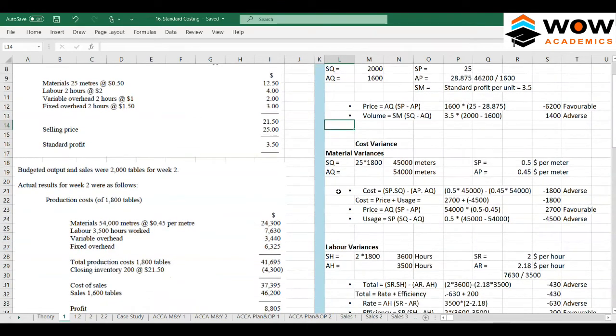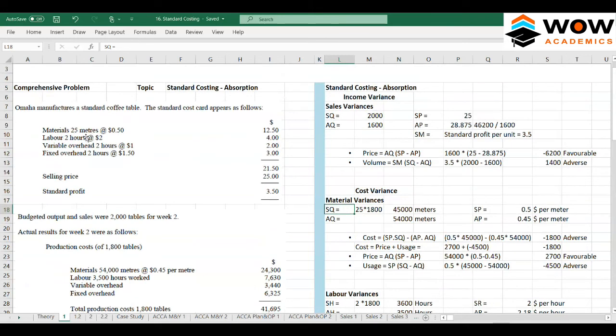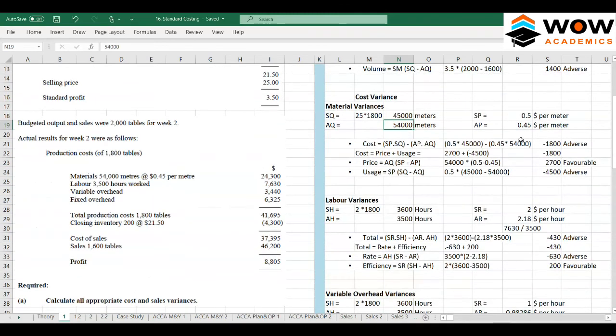In material variance, the tricky part is the SQ. How do we find it out? What is the material it takes to produce 1 unit? It is 25 meters of cloth, that's what we saw here. Totally how many units are you actually producing? If you are producing 1800, it is going to be 25 into 1800, so that's why we got 45,000 meters. Actual will usually be given. Other numbers are quite easy to find also.